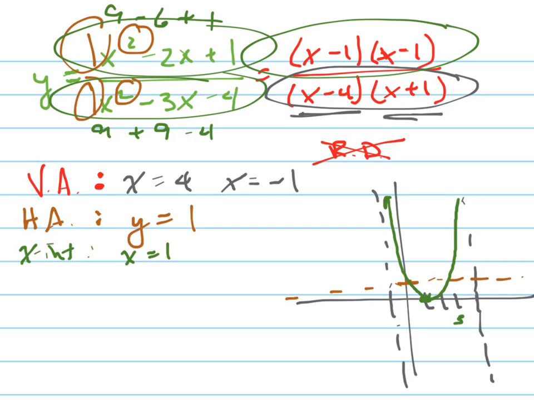Don't be confused. It doesn't matter that it crossed the horizontal asymptote, because it's doing that in this finite space right here. It's not crossing it toward infinity. It's crossing it and then never crossing it again.